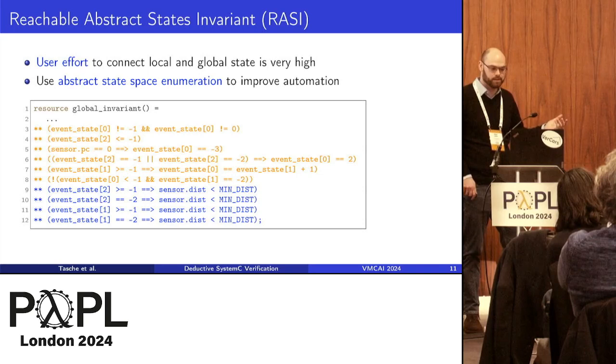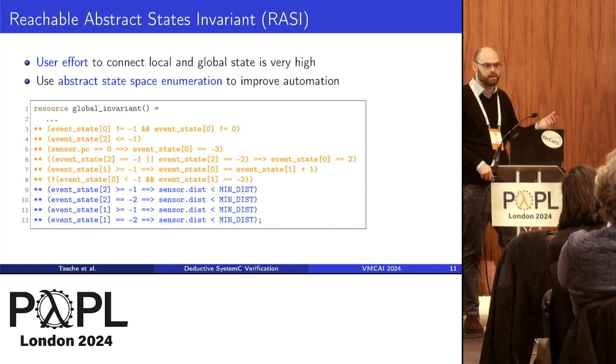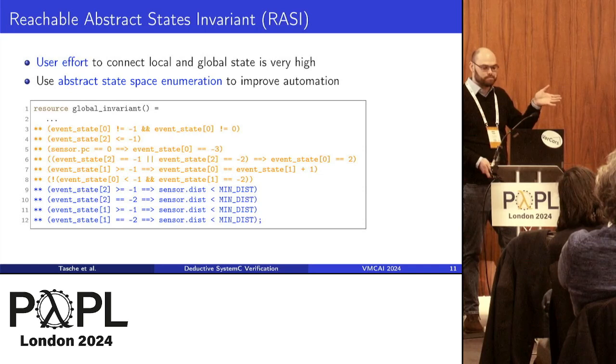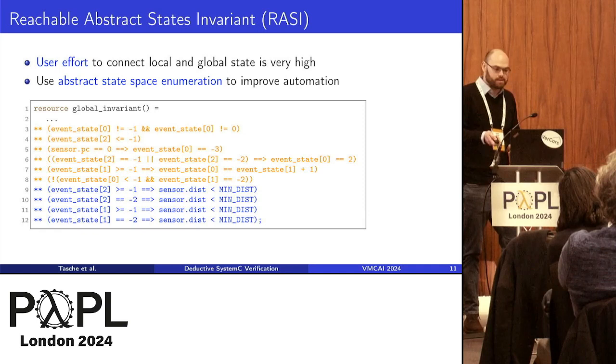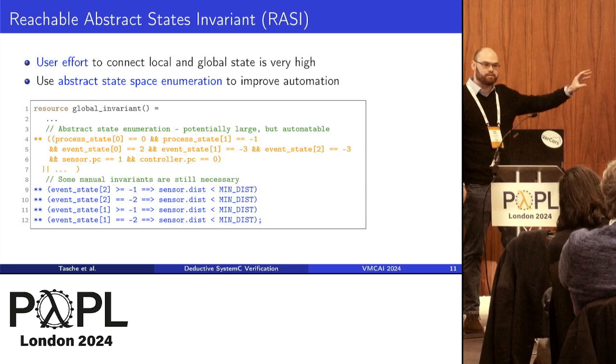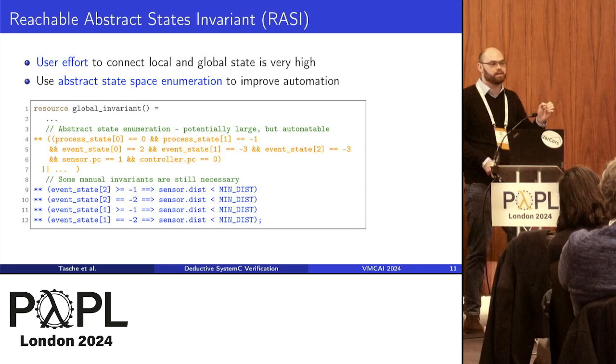So instead of encoding this with some clever manual invariants, we can just enumerate the state space that is possible, kind of leaning on ideas from model checking here, and encode it in this way. So this is what this looks like then. These variable valuations there encode one state in a very abstract way. So that's the advantage of this.